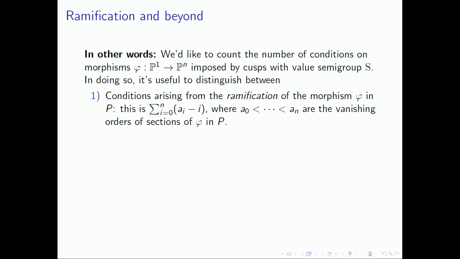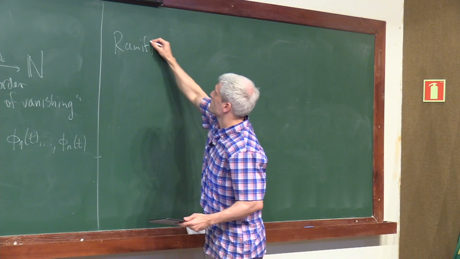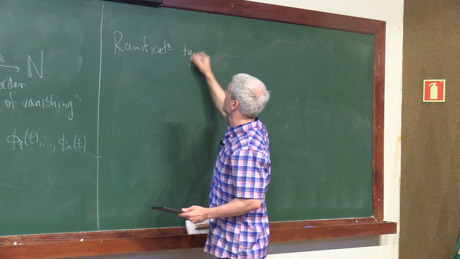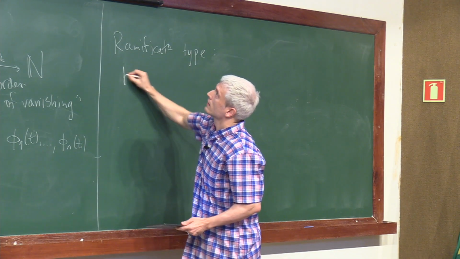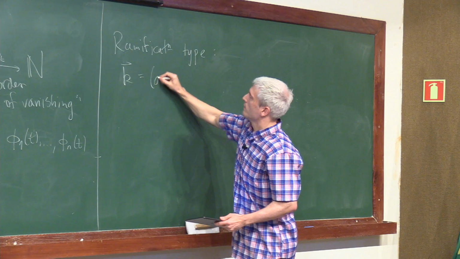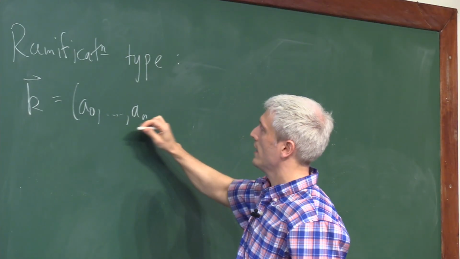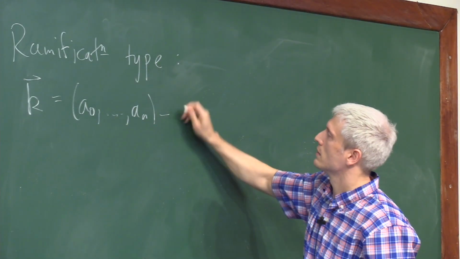Let's call the resulting numbers A0 through AN. Then we look at the difference between that sequence of numbers and the sequence of numbers between 0 and n. So for ramification, I can associate in the preimage of the cusp what I'll call the ramification type of the morphism. That is just the vector k that I get by taking A0 up to AN and then subtracting the generic sequence.